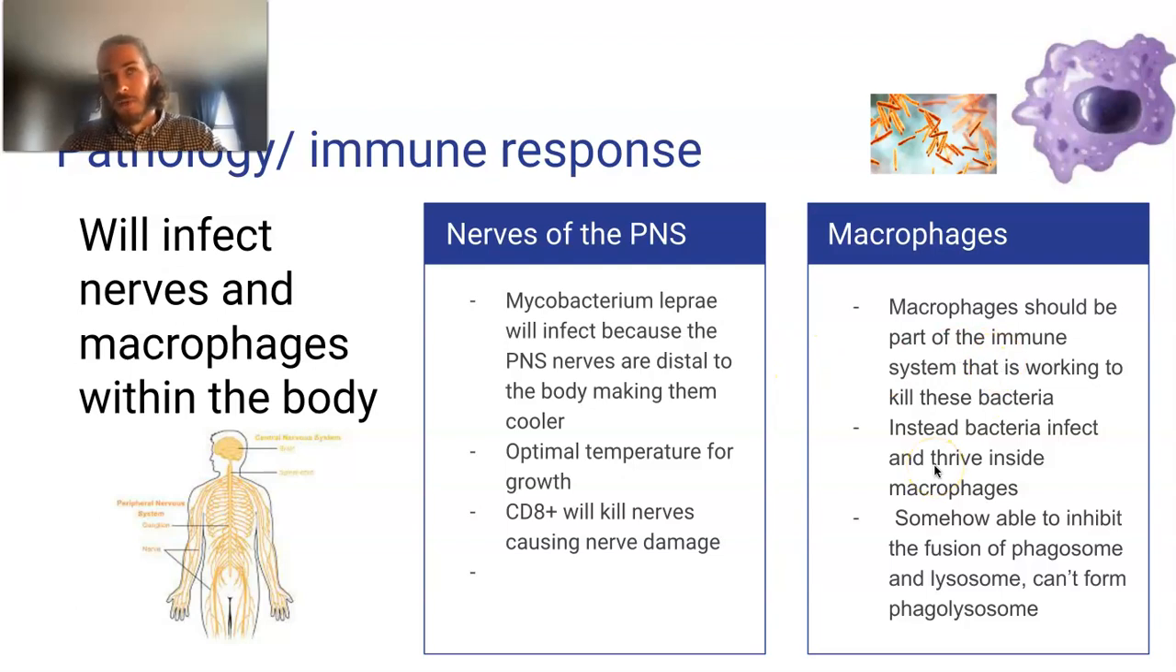And they think it might have to do with the waxy coating that the bacteria are not broken down in the macrophage. But it's also somehow able to inhibit the fusion of the phagosome and the lysosome, right? So you can't form that phagolysosome, which we talked about when we were learning about immune system mechanisms, to break down the bacteria. And so that's why it's such a terrible, terrible disease.